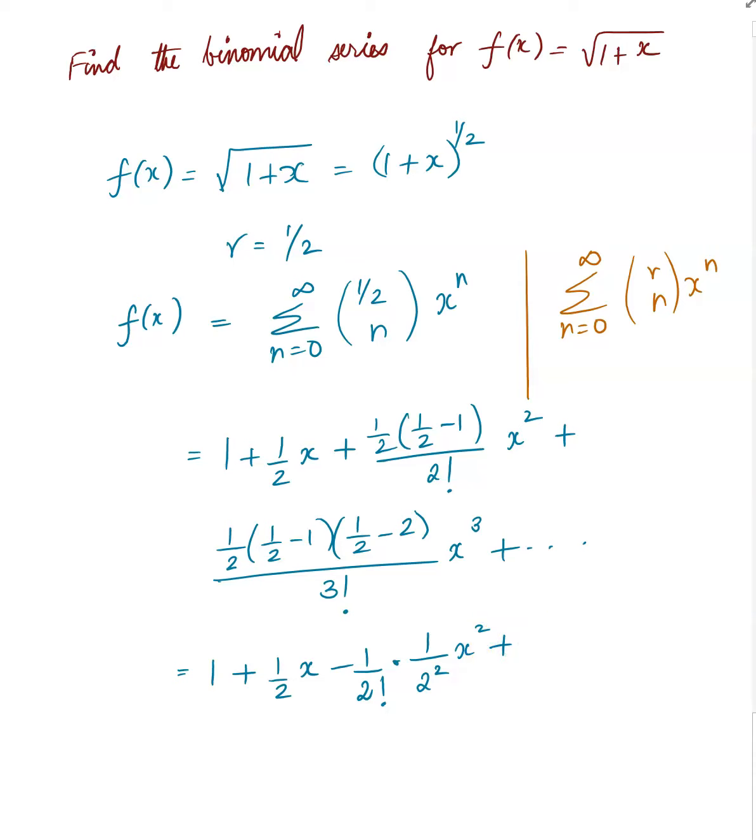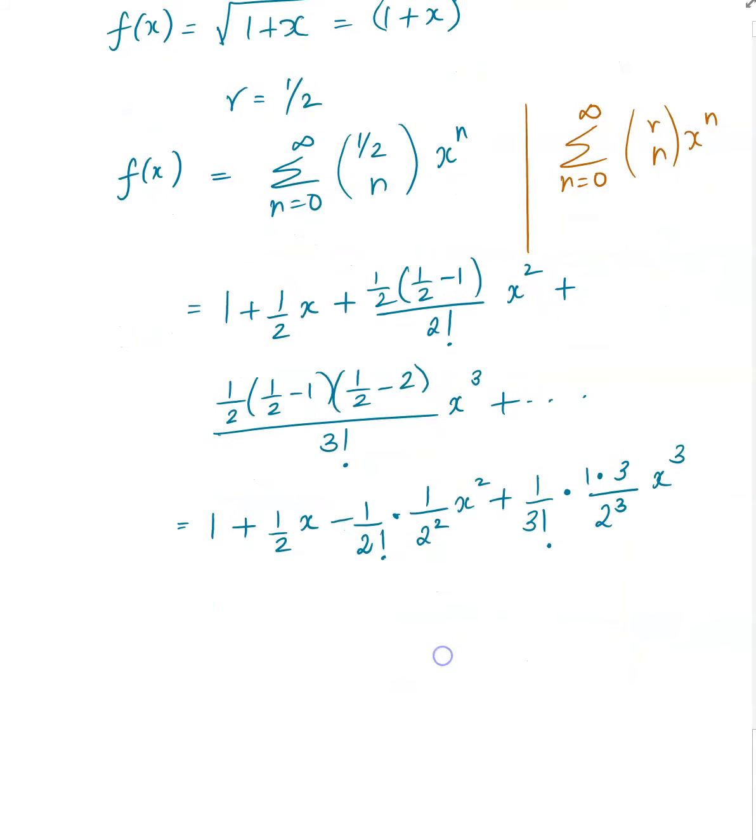Plus, we'll bring the 1 over 3 factorial out here. That's a half times negative half times negative 3 over 2, right? So then let's write that as 1 times 3 over 2 cubed, x cubed. If you expand this, you'll get this, okay?